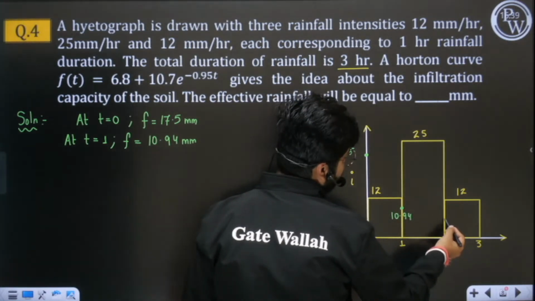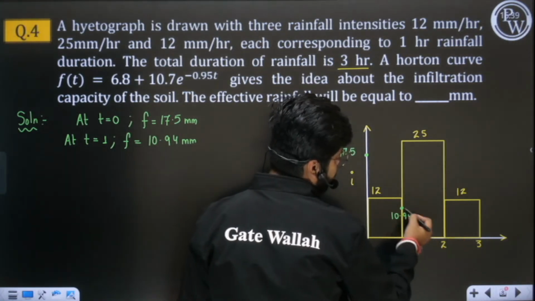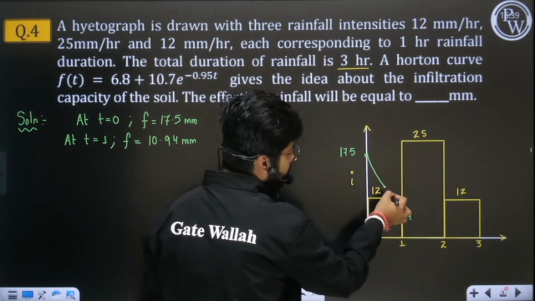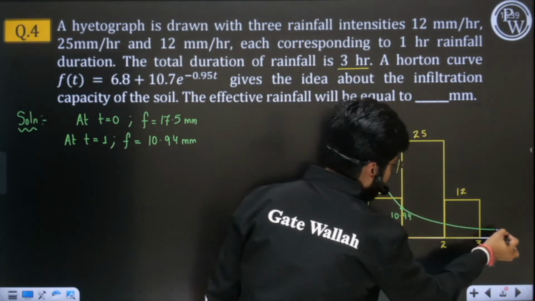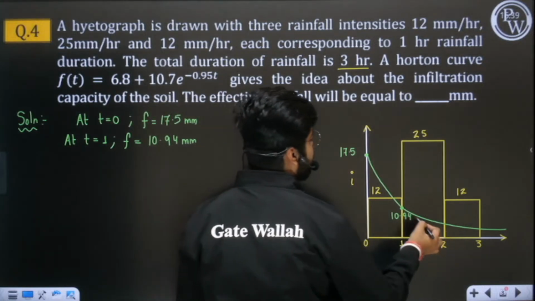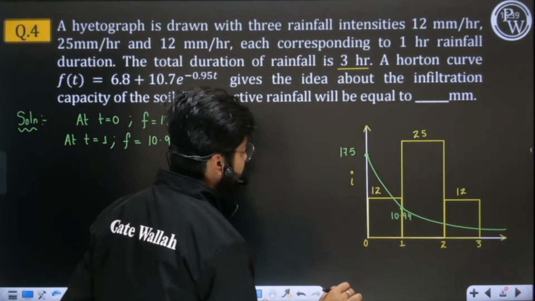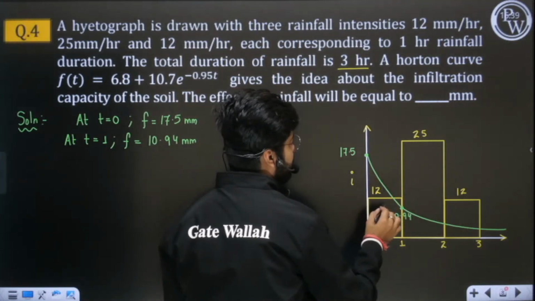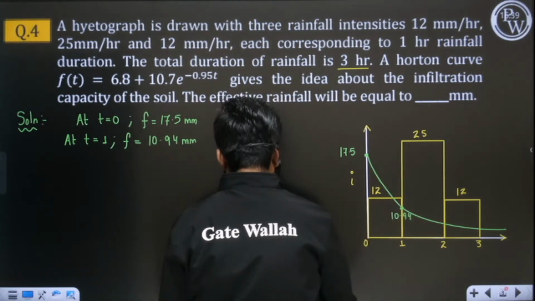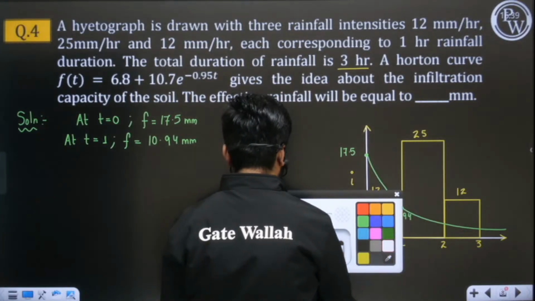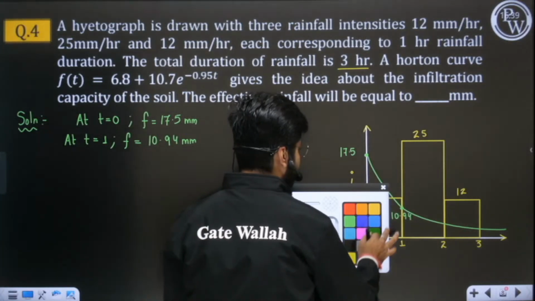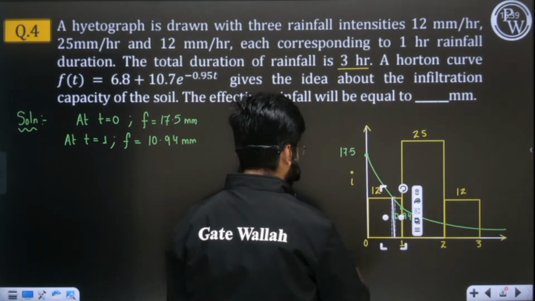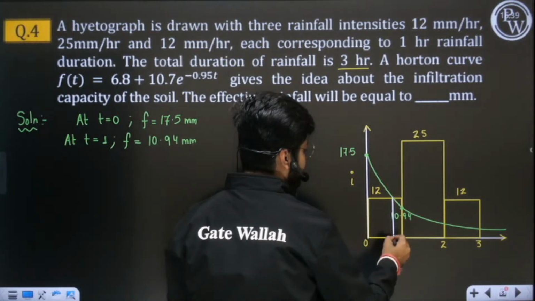Now no need to go for t equal to 2, because at 2 the value will be even lesser. So no need to go for it. You can simply make a curve here. So now you have understood that this curve is cutting the first rainfall intensity, but we don't know where it is cutting. At what time it is cutting, that we have to find.